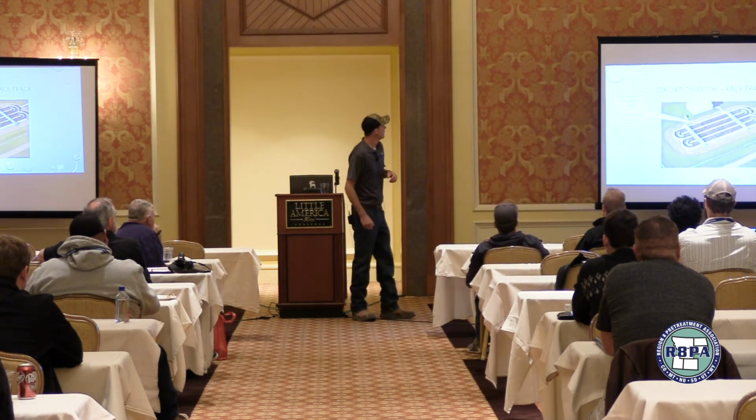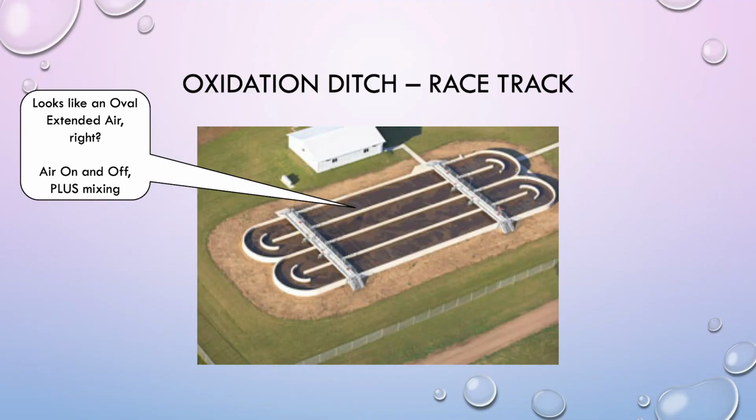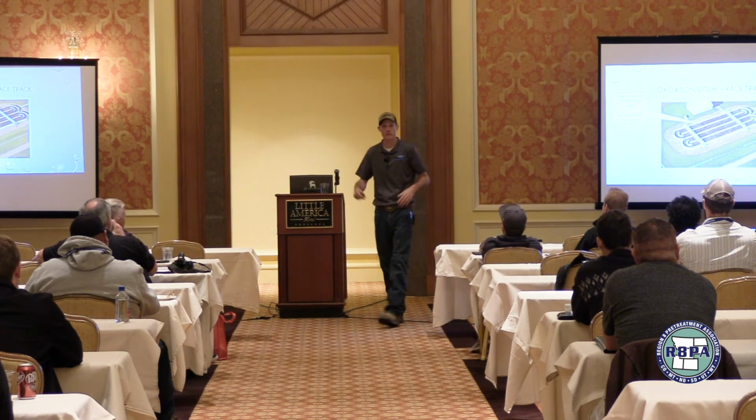Oxidation ditch. Looks like an oval, extended air, on off. So basically, flow comes in, well, it looks like this one. The flow probably comes in here somewhere and literally just goes around hydraulically. And then at some point, there's a weir somewhere on this one. It's just a picture from the Google. A weir will open up and let that flow out once we know it's treated. And that's all operator stuff, right? Stuff you guys don't care about.